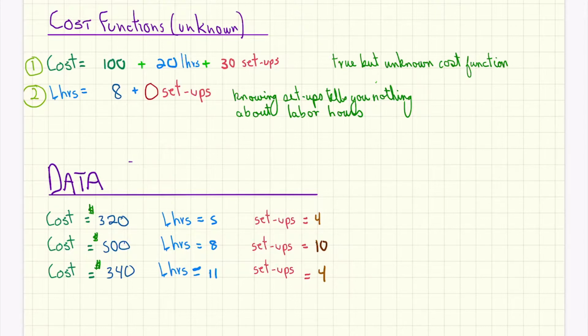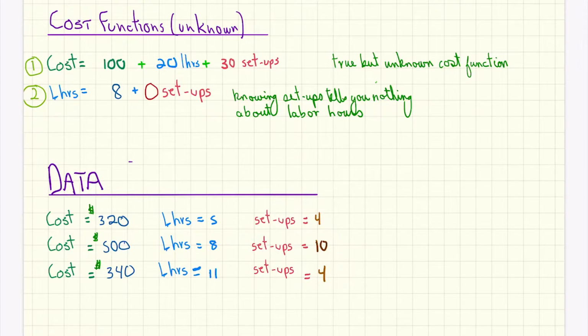And the cost structure here is a fixed cost of $100, and then $20 for each labor hour and $30 for each setup. I'm also going to assume, in order to make this a somewhat more interesting problem and also to keep the amount of math from getting even more complicated, that the relationship between labor hours and setups is such that knowing the setups tells you nothing about the number of labor hours. So in this case, the equation I'm using is labor hours equals 8 plus 0 times setups. In other words, if you put in any number you want for setups, it really doesn't influence what the total number of labor hours are. And the 8 there will just turn out to be the average for labor hours.